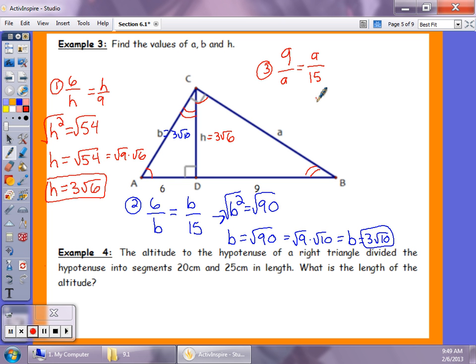So for this one, if we cross multiply, we're going to get a squared is equal to 135. And if we square root both sides, a is going to equal root 135. So if we go through our list of perfect squares, we know that 9 times 15 equals 135. So root 9 times root 15. And if we simplify, we know that a is going to be equal to 3 root 15.